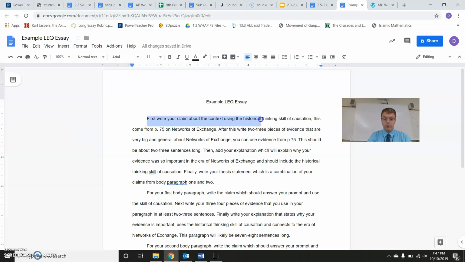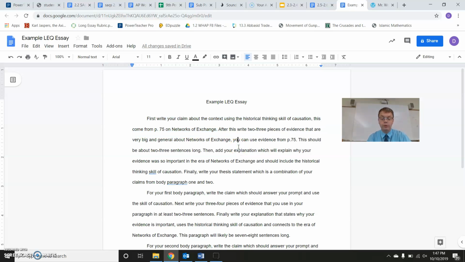First, you write your claim about the context using the historical thinking skill of causation. This comes from page 75 in your packet. It would be some kind of claim about how trade expands, the consequences of trade from page 75.